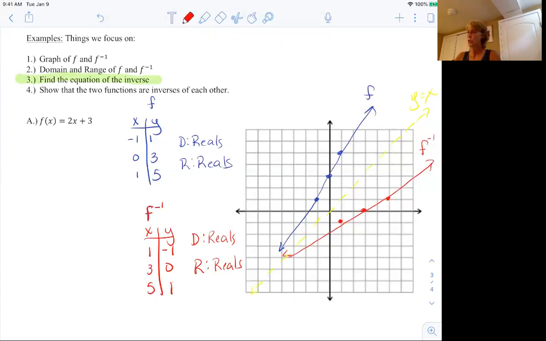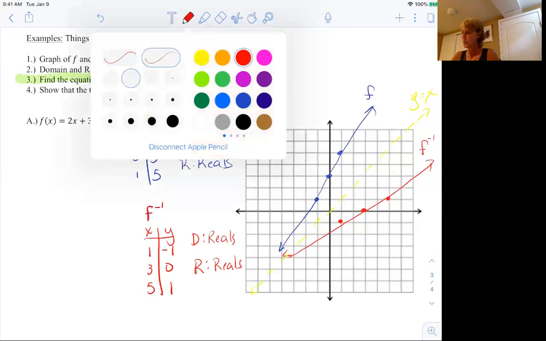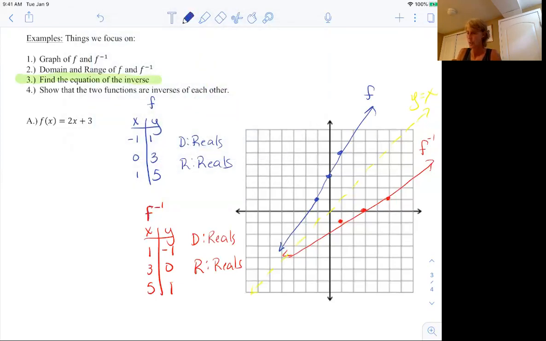Now we want to find the equation of the inverse. To find the equation of the inverse, the first thing I want to do is rewrite and replace f of x with y, because when we're dealing with equations, x's and y's make more sense. Switch x and y. Solve for y. Solve for y means get y by itself.